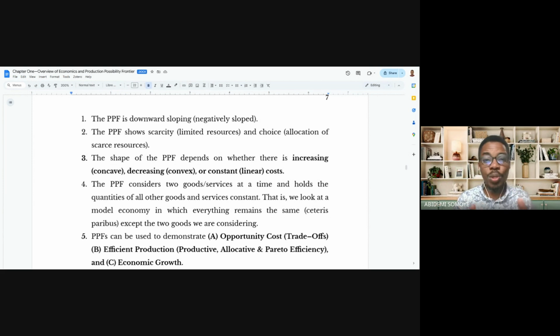Also, the PPF shows choice. Okay, the reason why we have to choose is because resources are scarce.